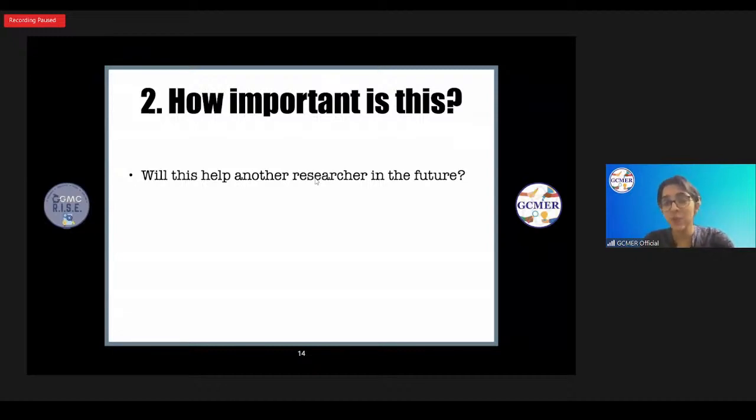Because if you have a negative result and it helps another researcher in the future, it is very well worth publishing. And you should publish it, because some other researcher in the future might be doing a literature search on the same topic, and they might come across your result and say, okay, so this researcher found this. Let me figure out why they found this. Or maybe what I was thinking was wrong.